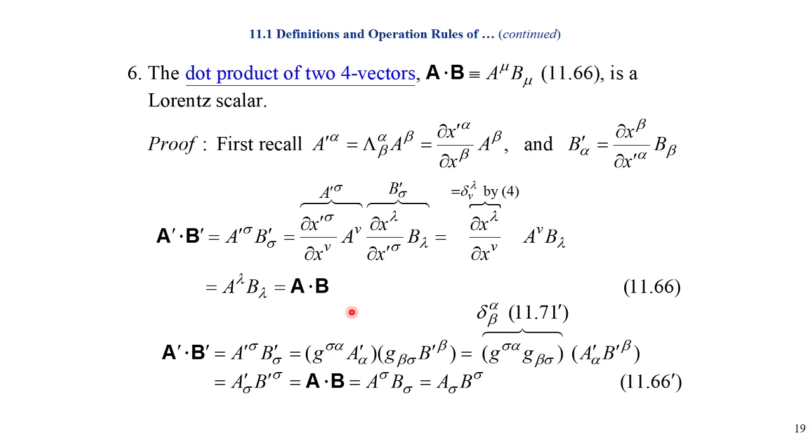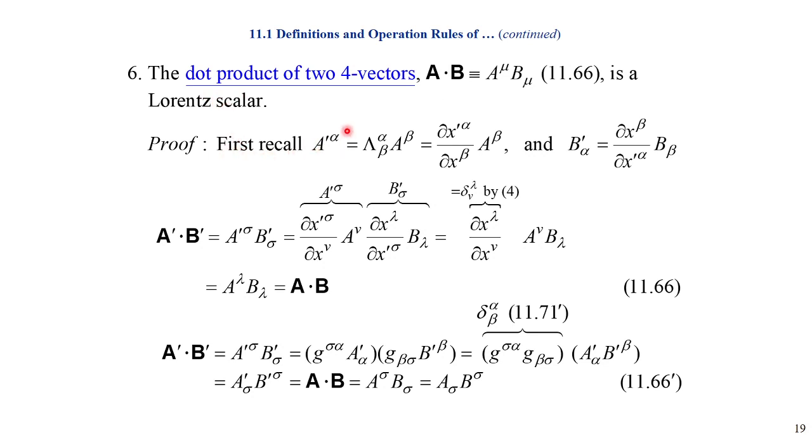Item number 6. We will talk about the inner product, or the scalar product, or the dot product of two 4 vectors is a Lorentz scalar. Actually, we talked about this idea at the very beginning. Now, I will show you in more detail. Let's take a dot product of 4 vectors. This is a Lorentz scalar. Lorentz scalar means independent of inertial frame, Lorentz frame.